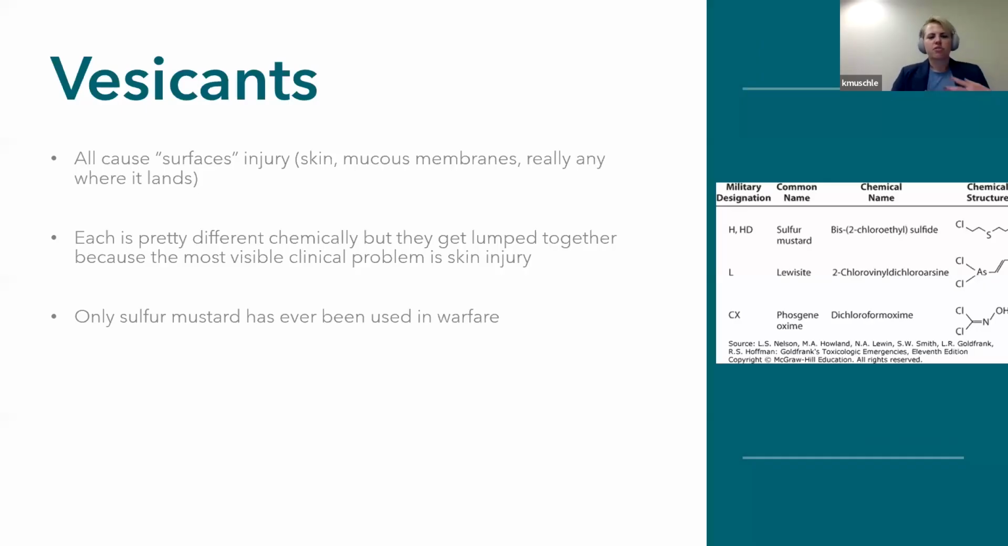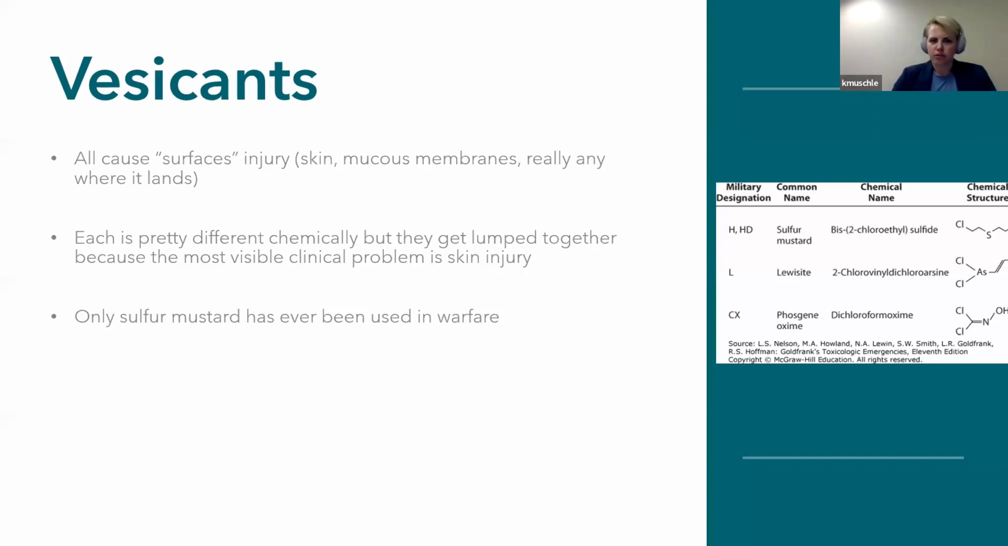So the vesicants are a group of chemicals that are going to cause what I like to lump together as surface injury. And so what that means is that it's going to be your eye surface, your mucous membrane surfaces, and your skin surfaces. Pretty much anywhere that these chemicals are going to land, either as a vapor or as a liquid, they are going to cause injury. The chemicals are all pretty unique from one another, but they all get lumped together because the most overt clinical problem is going to be those skin injuries and those surface injuries.